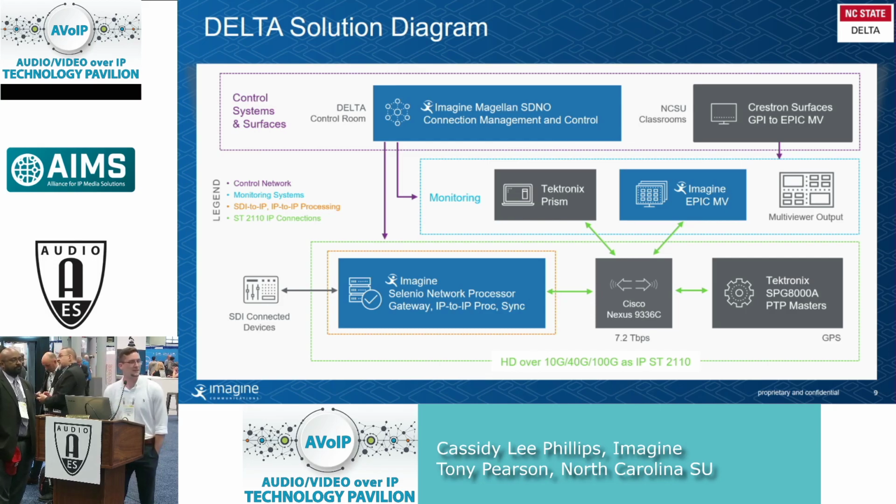They also use a Tektronix SPG 8000A for precision timing protocol. That is the synchronization of the whole system. So AES67 audio, 2110 video. The AES67 audio, of course, is SMPTE 2110-30 interoperable. So this is all PTP IP. And then we use the Selenio Network Processor gateway for IP to IP processing and gateway of SDI devices. And we'll talk more about the SDI devices in the system in a little bit.